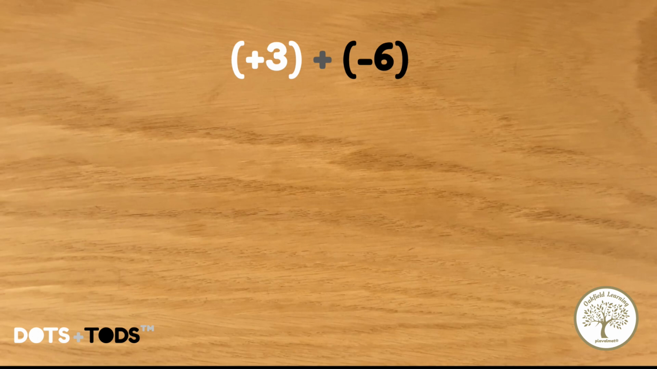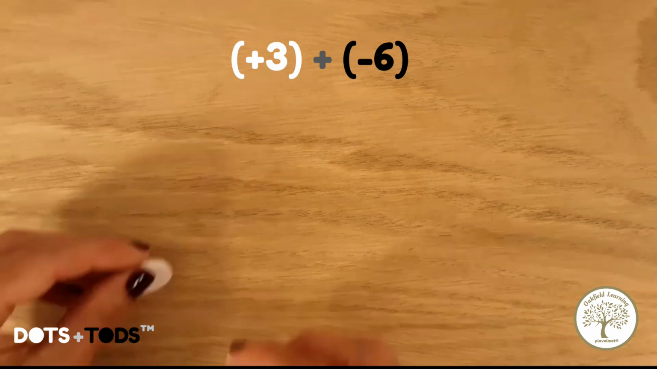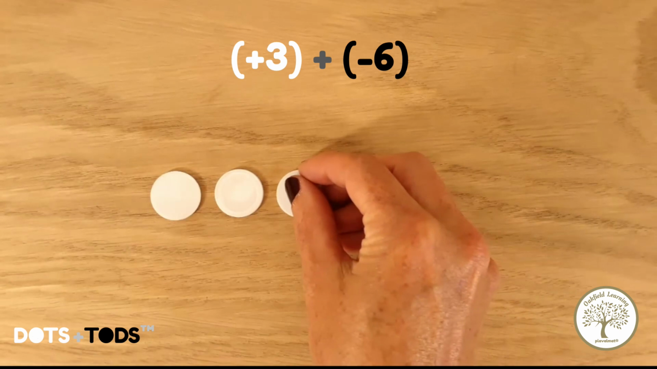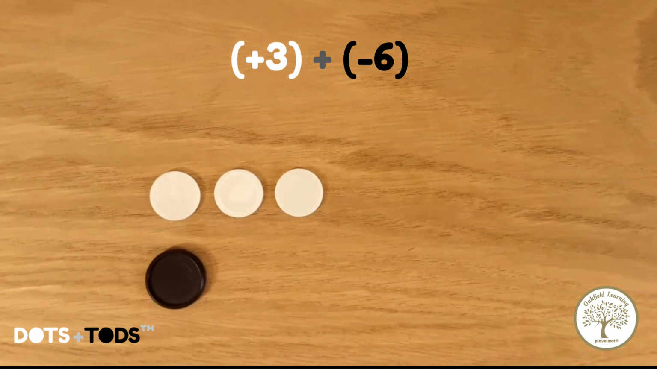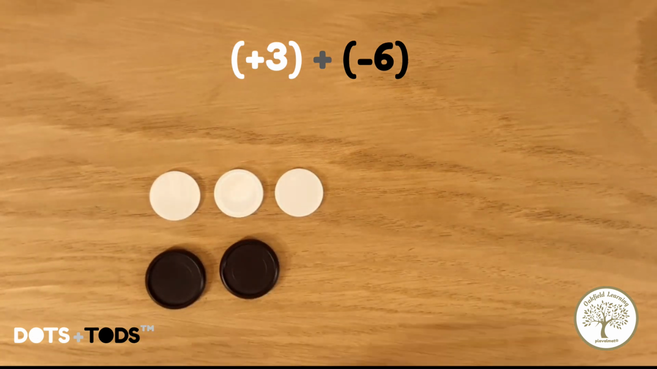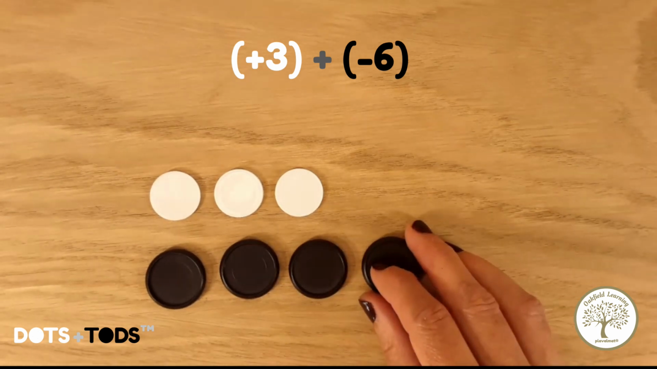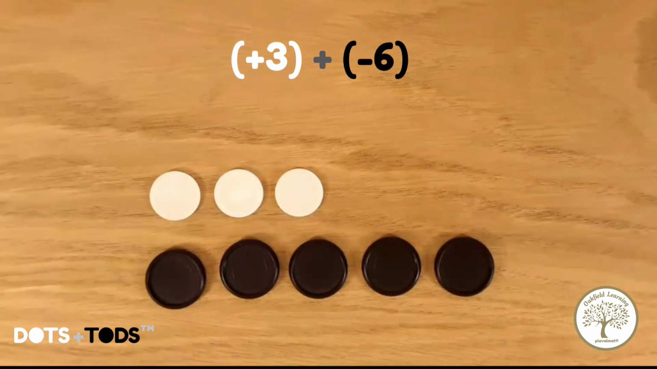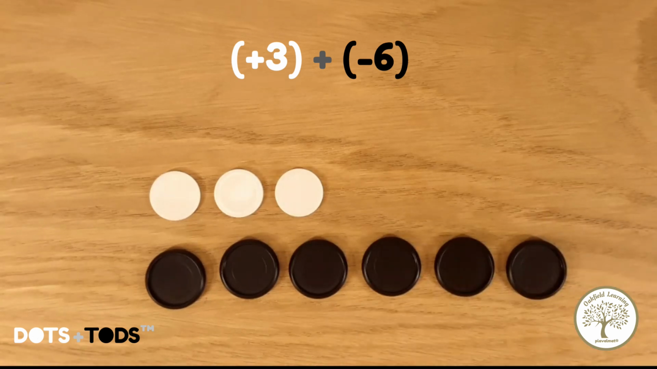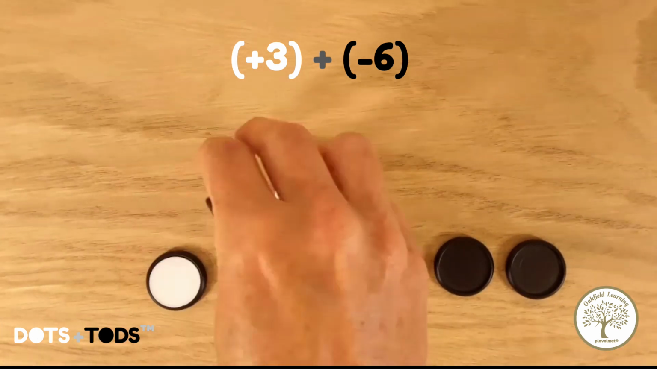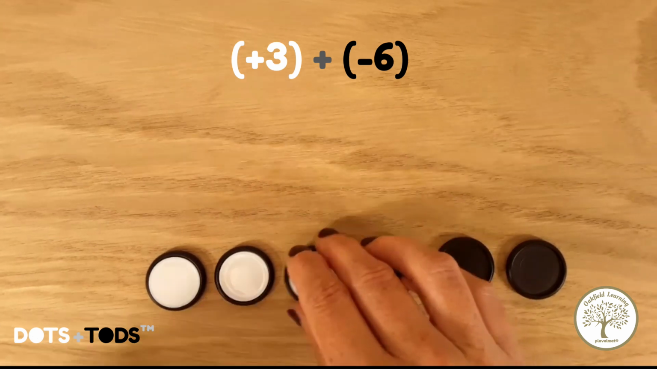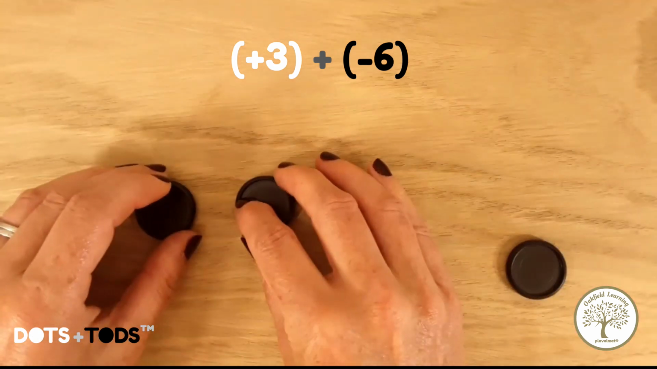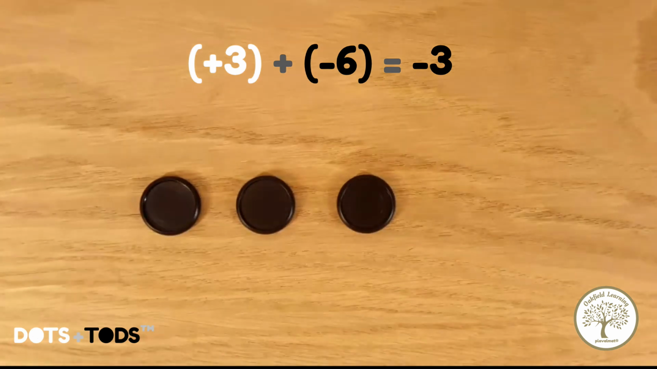Here's another quick one to try, again starting with the positive and subtracting a negative with a result which is below 0. For this question, we have +3 add -6. We have 3 white dot counters and 6 black Tod counters. We're able to make 3 sets of 0 pairs, and when these are removed, we're left with 3 black Tod counters with a value of -3. So +3 add -6 is equal to -3.